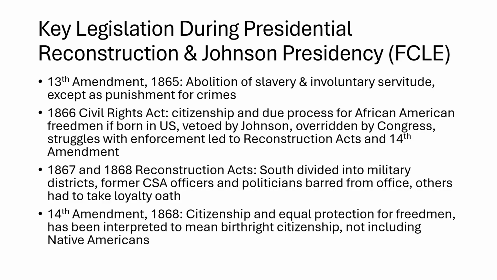And the 1866 Civil Rights Act was passed to give citizenship and due process to African American freedmen if they were born in the United States. This is to help former slaves get their citizen rights. It's vetoed by President Johnson. As I said, he was an obstructionist against Reconstruction during the presidential Reconstruction period. His veto was overridden by Congress. And the thing is, it's very difficult to enforce this 1866 Civil Rights Act with the KKK and other paramilitaries active in the South.